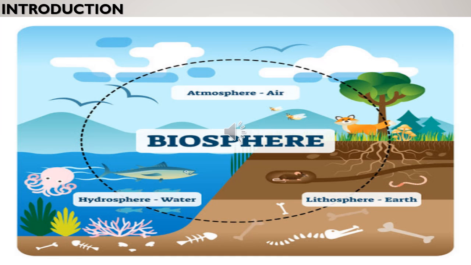So the biosphere is the fourth sphere of the earth, a life-supporting layer that exists on the earth surface. It surrounds the other three layers: lithosphere, hydrosphere and atmosphere. You can see living organisms in all these three layers, in the lithosphere, in the hydrosphere and also in the atmosphere. It includes both plants and animals that thrive on or near the earth surface.